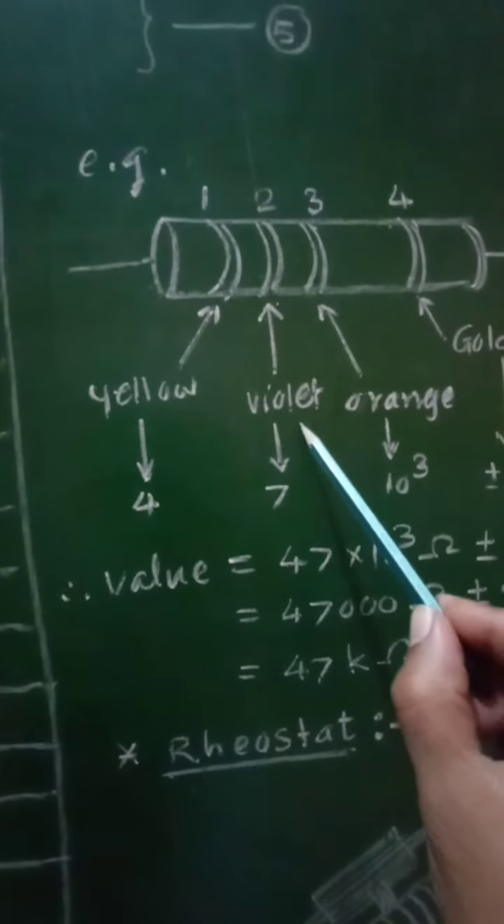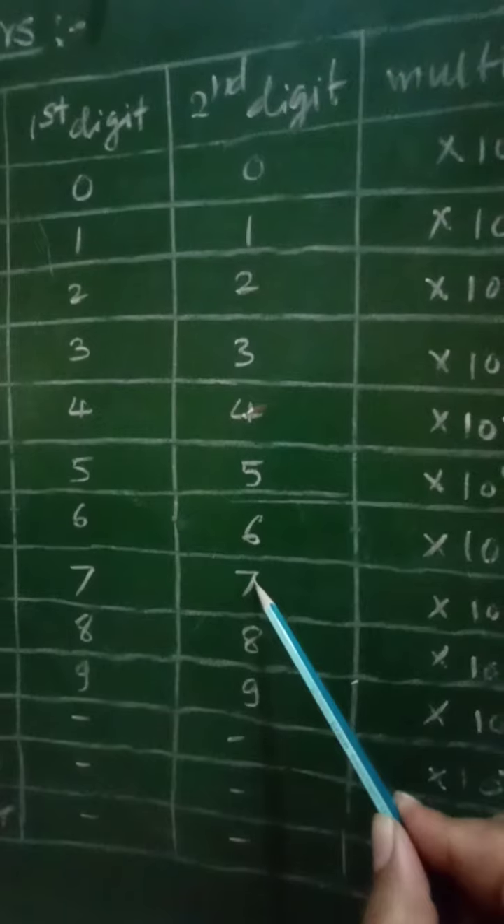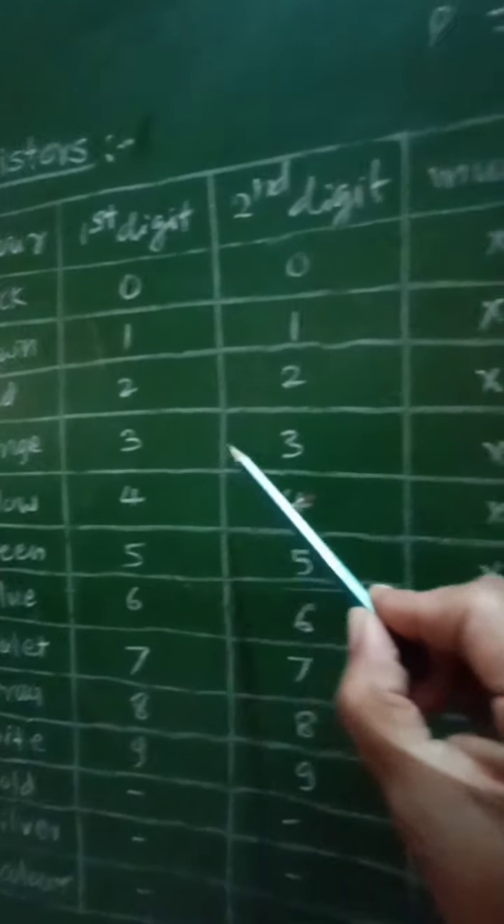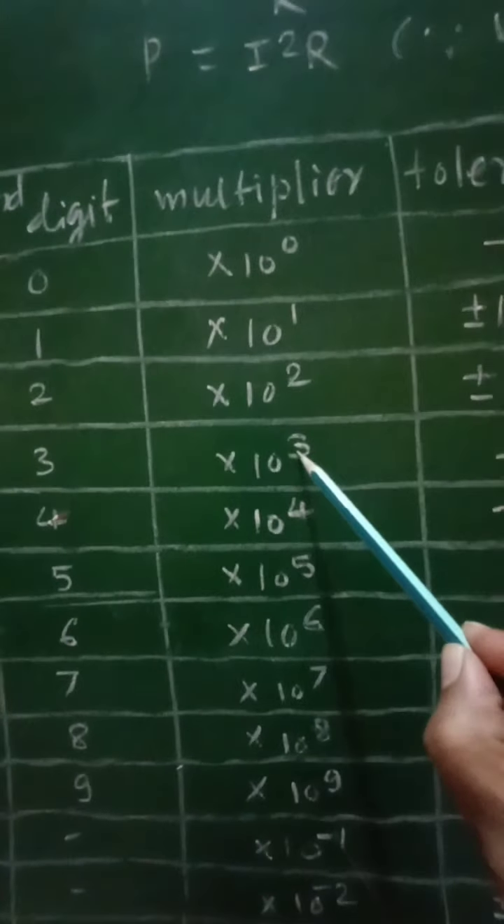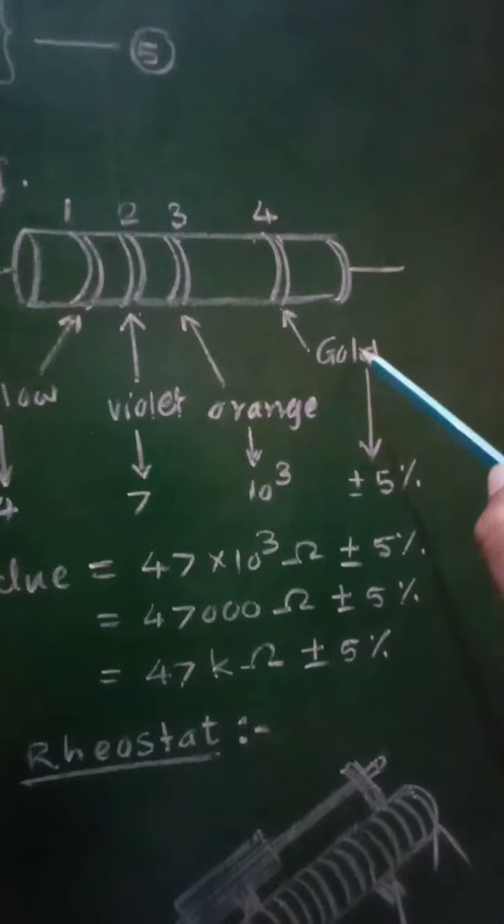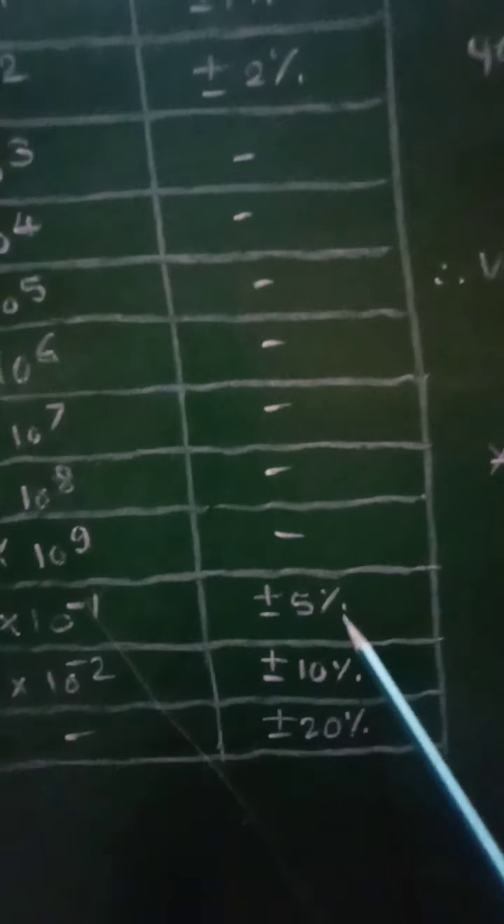Then for violet color it will be 7. So for this violet color it is the second digit, that is 7. Then the third color ring is orange. For this orange color, the multiplier is 10 raised to 3, and therefore here it is written 10 raised to 3. And the fourth color ring is gold, therefore for this gold there will be plus minus 5%.